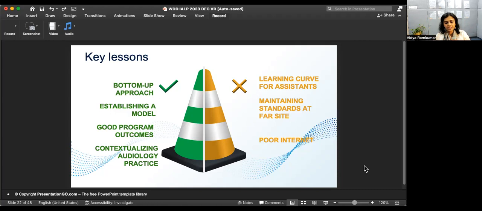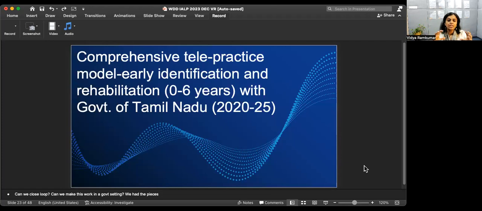So from all these lessons that we learned, we now put together a project, which is a comprehensive model that not just looks at screening, identification, but also at rehabilitation of children between 0 to 6 years of age. The window of 0 to 6 years is because in India, that is the age group that is considered for early identification, as well as social welfare schemes are targeted towards this group. And therefore, we retained that same definition and aligned it to that definition. And we're currently working with the government of Tamil Nadu, translating all of what we learned into models in our districts here currently.